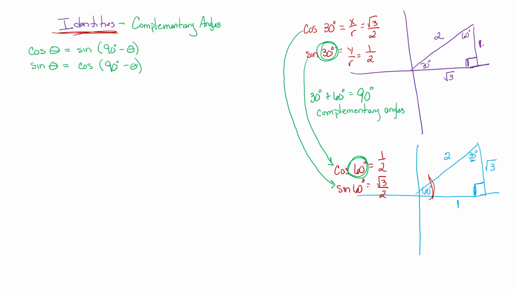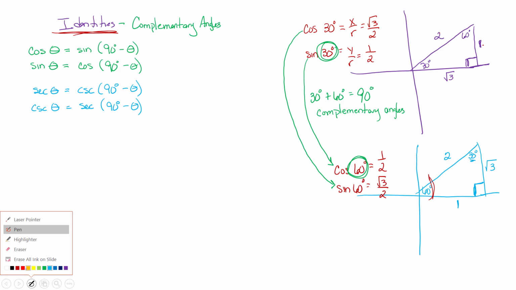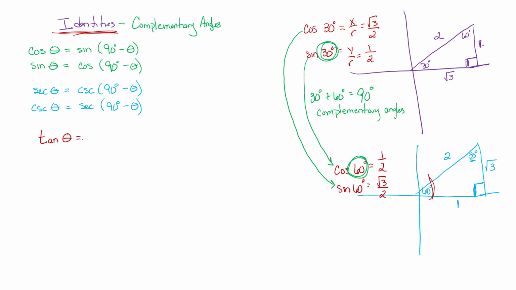What's the reciprocal of cosine? Yep, secant. So if I take the secant of theta, it's equivalent to me taking the cosecant of the complement, and then vice versa. And then last but not least is the tangent function. And the tangent of theta is equal to the cotangent of the complement and vice versa.